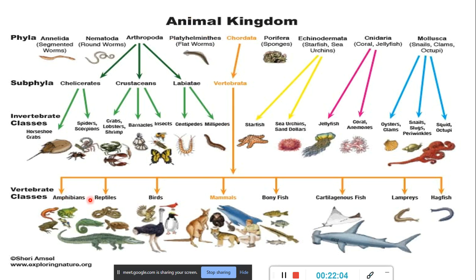They can be divided into amphibians, reptiles, birds, mammals, bony fishes, cartilaginous fishes, lampreys and hagfish. Then there can be poriferans, echinoderms, and cnidarians. The echinoderms are the starfishes, the poriferans are the sponges, the cnidarians are the coral reefs and the jellyfishes. They are not exactly fishes. This is a jellyfish and this is a coral. Then you have the mollusks, the snails. And of course among the mammals you have the amphibians, the reptiles, the birds, the different fishes. So this is basically the animal kingdom.